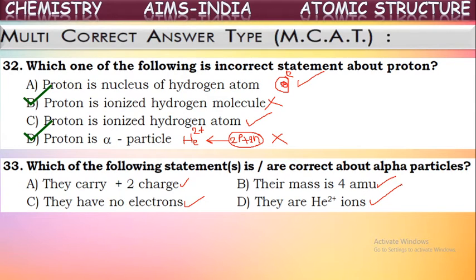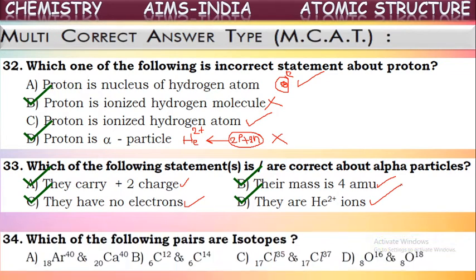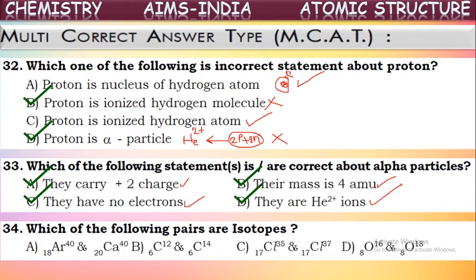Okay, what is the correct option now? These all are correct options about alpha particles. Okay, next one. Which of the following pairs are isotopes? What does it mean by isotope? Isotopes means the atoms which are having the same atomic number but different mass numbers.